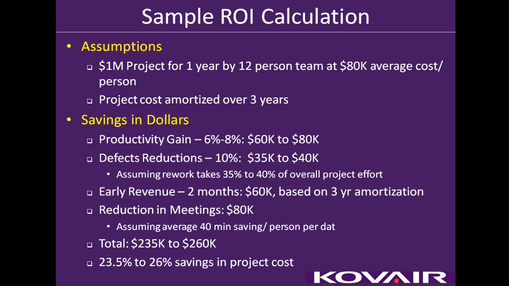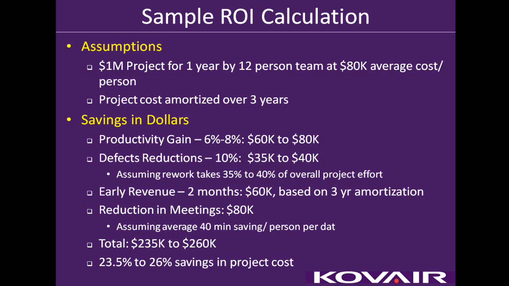Then, if that is the assumption, what is the savings in dollars? If you look at the productivity gain, we have said 6 to 8%, that's about 60K to 80K for a $1 million project. The defect reduction is about 10%. Now, if you take all the rework throughout the project, it's about 35 to 40% of overall project effort. So if we say that 10% is the defect reduction, that amounts to about 35 to 40K. The early revenue, we said that we can have 2 months, and if we do based on a 3-year amortization, that comes to about 60K additional revenue.